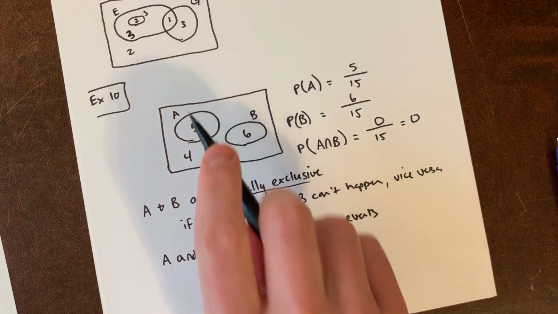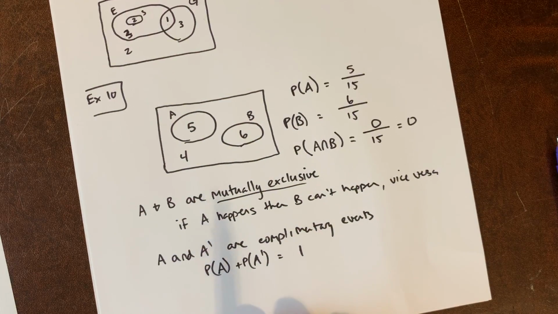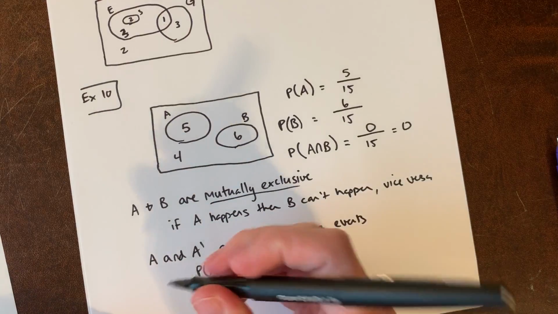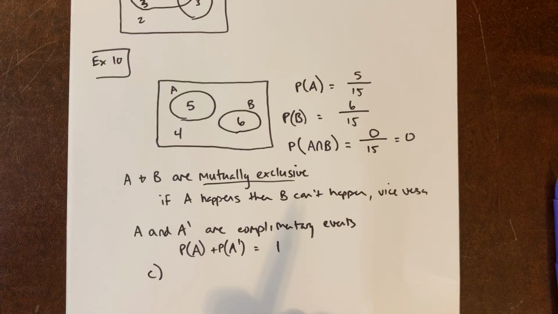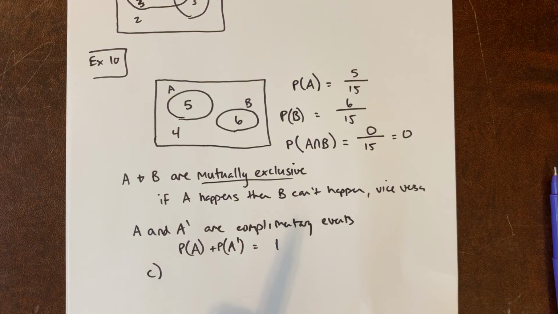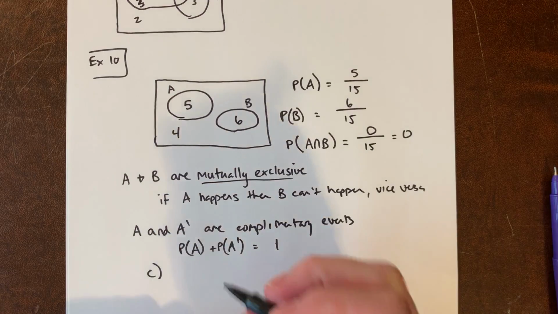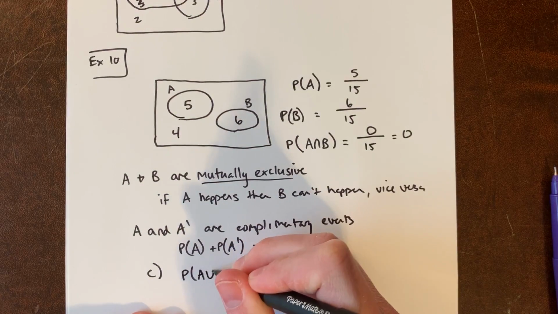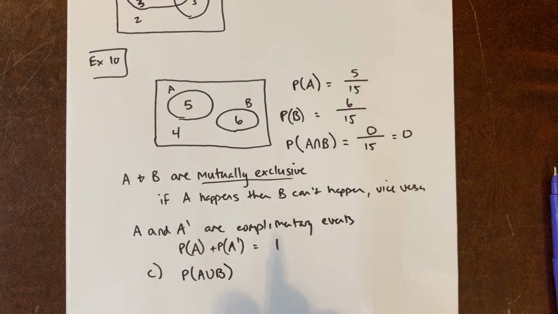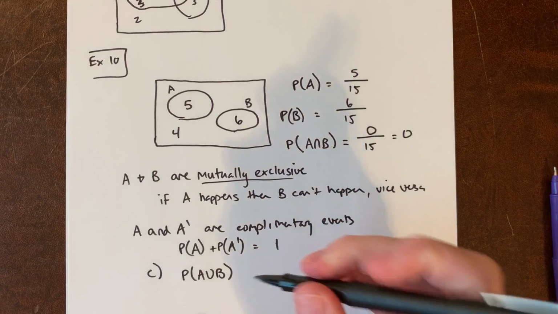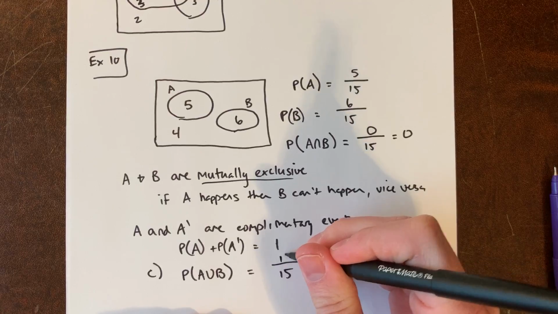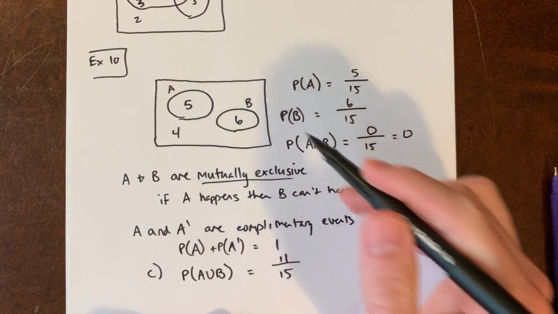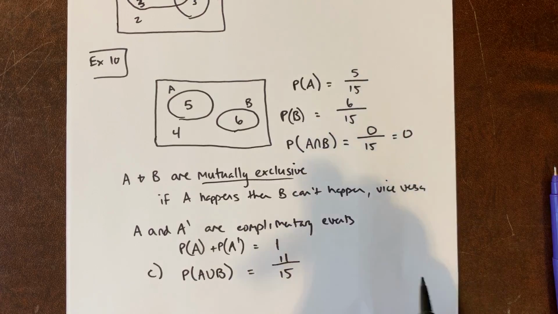So these 2 are mutually exclusive. That was part B. And then lastly, part C. Here we want the probability of the union of A and B, which would be the probability of a student having either 2 or 3 vowels in their name. So there's still 15 total students. The probability of them being either 2 or 3 would be 11 total. So that would be 11 out of 15.